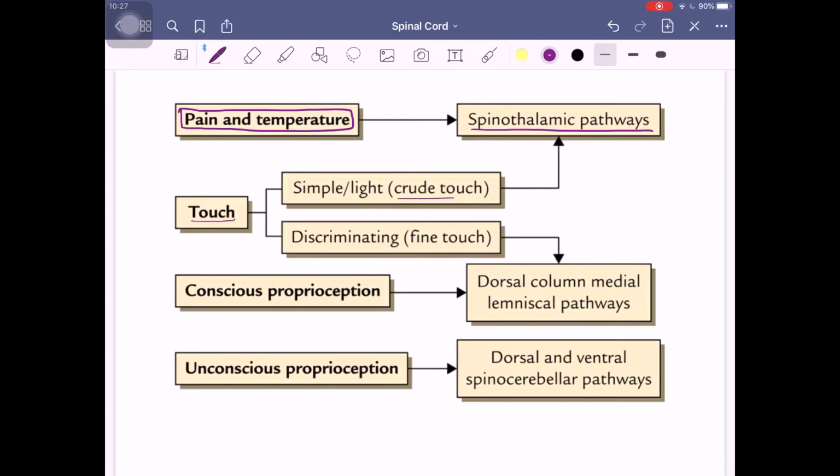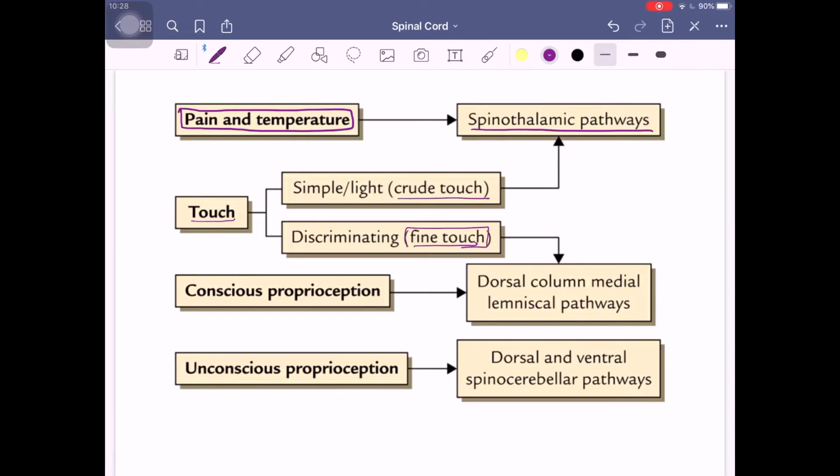So touch can be classified into crude touch and fine touch. So what exactly is a fine touch? Fine touch is the one where you are able to discriminate between two things. That is what we call a discriminative touch. A crude touch is a hard touch, where you cannot make out what type of touch it is. But if you are able to make out a feather touch and differentiate between touches, then that is a fine touch.